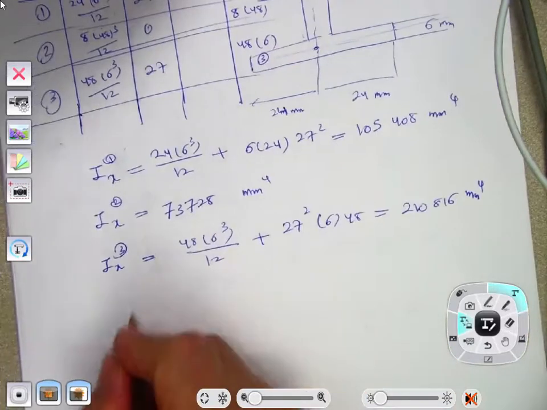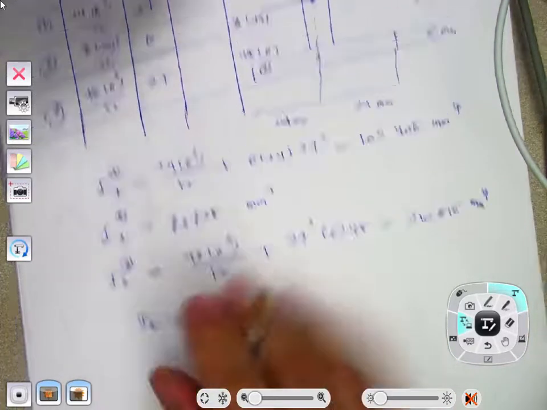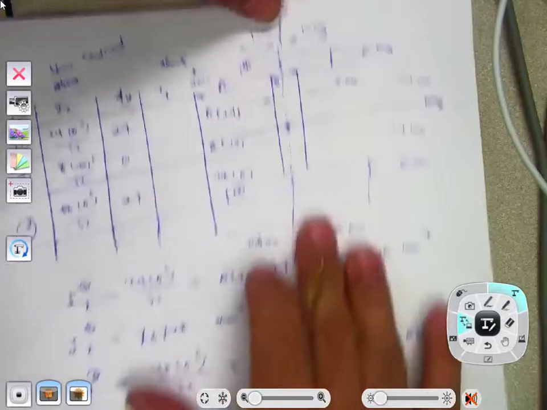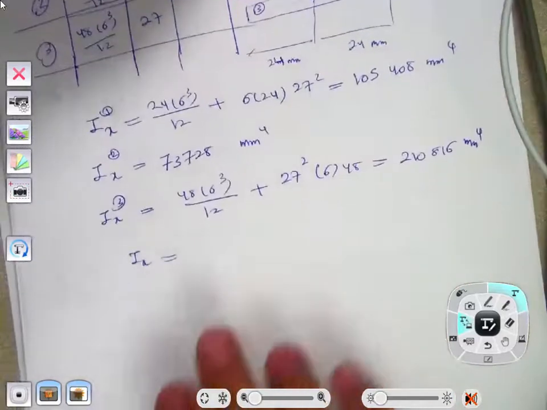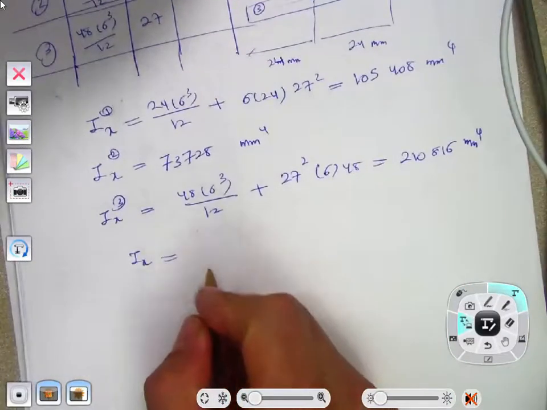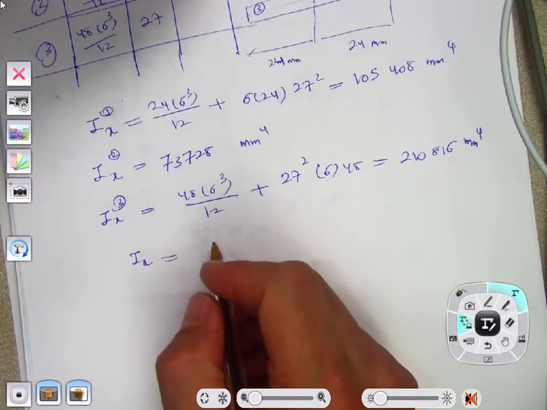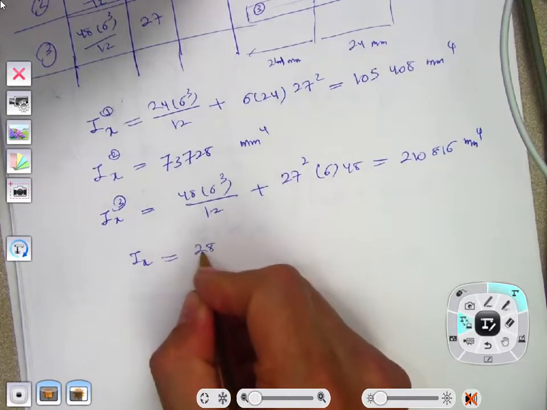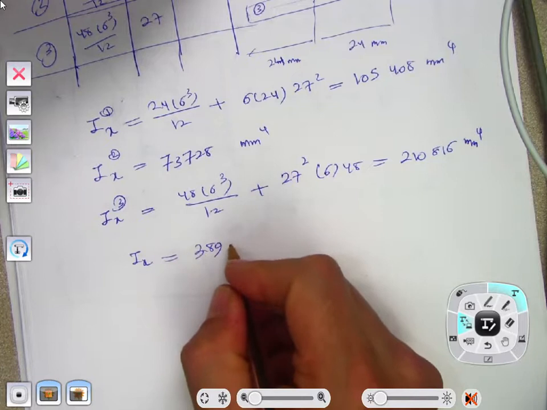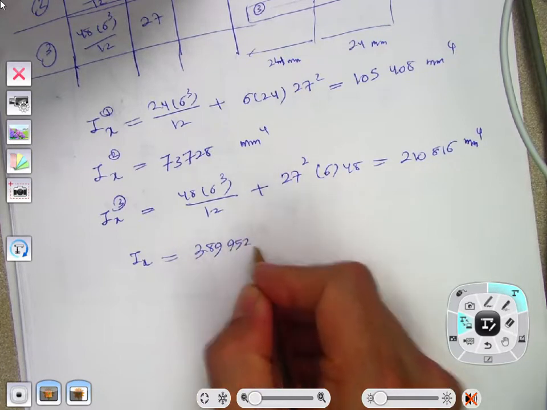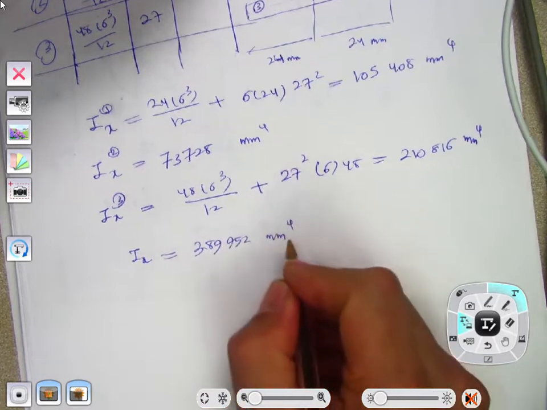Alright, so the total Ix for the entire shape about the x-axis is going to be these three numbers added. So the total is going to be 389,952 millimeter to the 4.